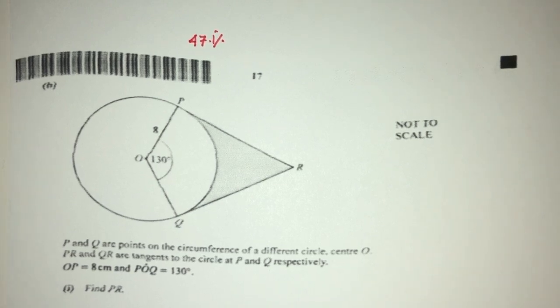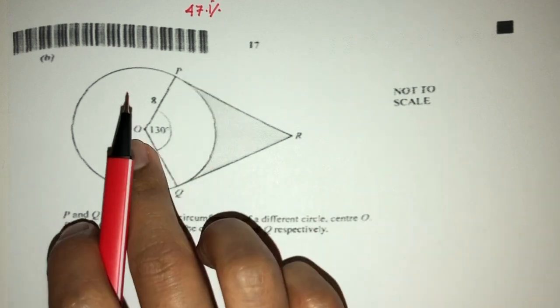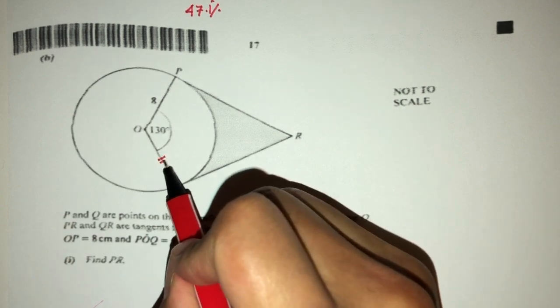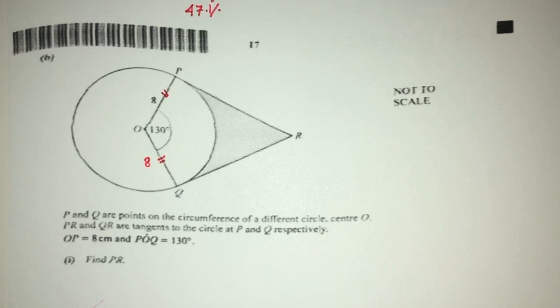Okay, so here we have P and Q are points on the circumference of a different circle. So basically it's a new circle here. We have the point P and Q. Okay, now with center O obviously right here. Now we can see this is the radius. This is also the radius. This will have to be 8 as well. Okay, that's the first thing we can see.